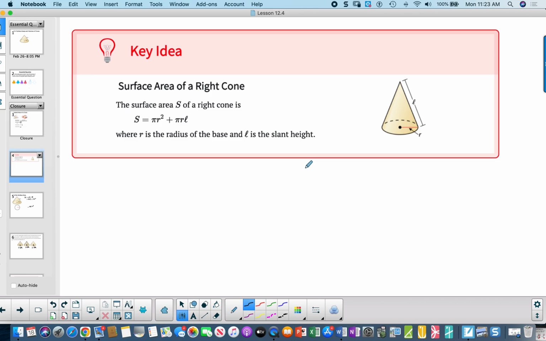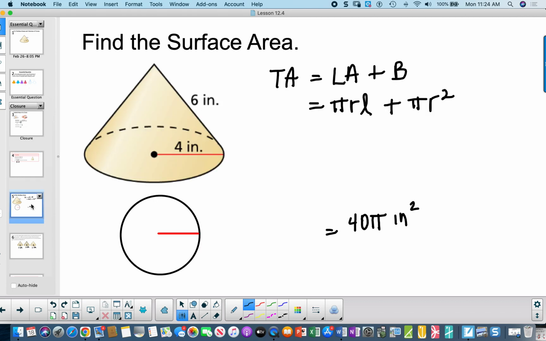The key idea is that the total area will be the area of the base plus the lateral area, and this is that sector that we found the area of. So let's go ahead and find the surface area of this cone. So the total area is the lateral area plus the base. Remember, the lateral area is pi r L plus pi r squared.